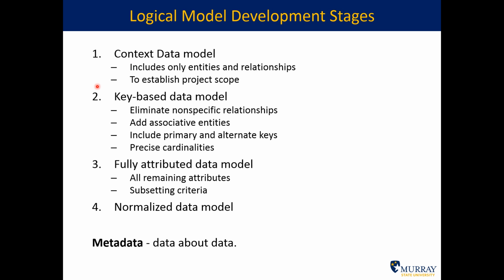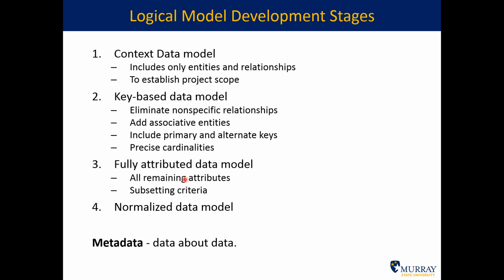Step number 2, once you have entities and their relationships, you create the so-called key-based data model. Which means that you add primary keys to each of the entities that you modeled in step 1, and then you appropriately implement relationships using those keys by inserting foreign keys into appropriate entities and so forth. This is also the step where you eliminate non-specific or many-to-many relationships by adding associative entities. You also make sure that all primary keys are included, and then also based on that you fine-tune your cardinalities to make sure that all cardinalities are correct. So that's step number 2.